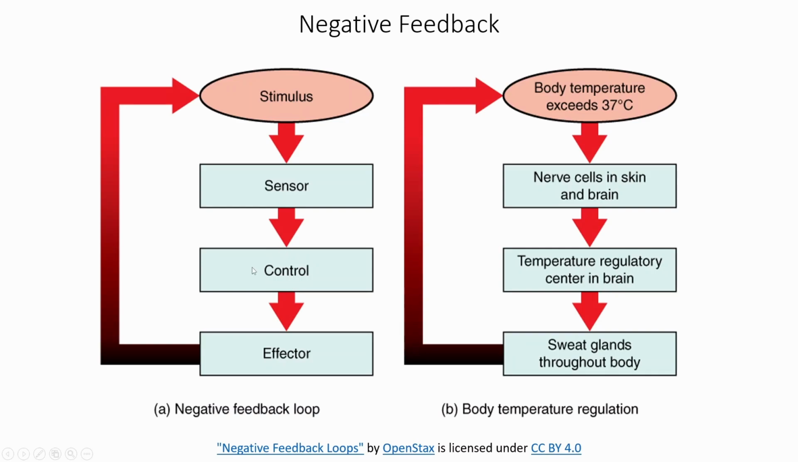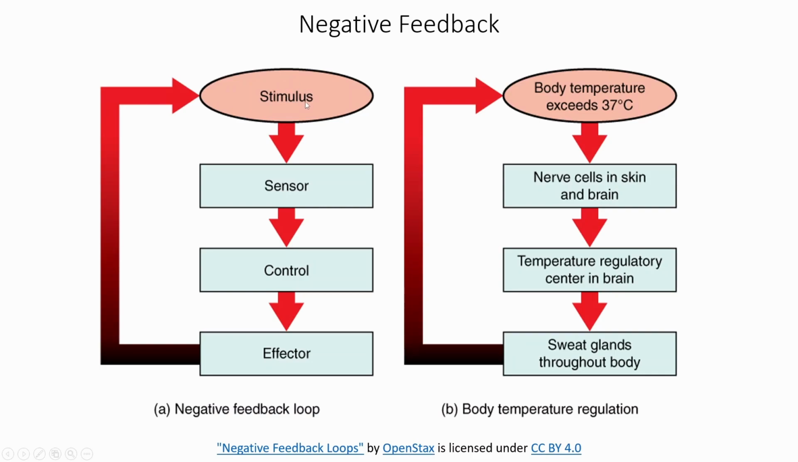And then the control center is going to send out a response to an effector. And an effector is just any part of the body that will cause a change. It will cause an effect. So that could be muscles, glands, or some sort of organ, whatever needs to receive that message to cause a change. And in essence, that will cause us to do something that will bring us back to the normal range.